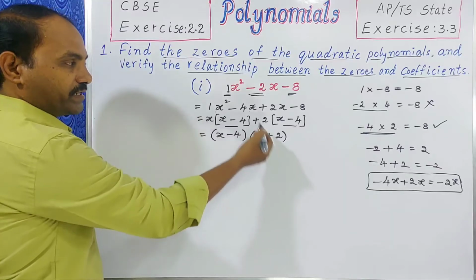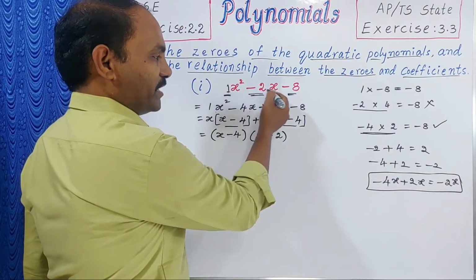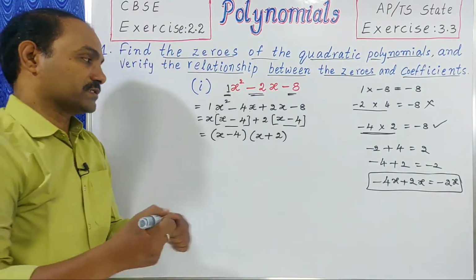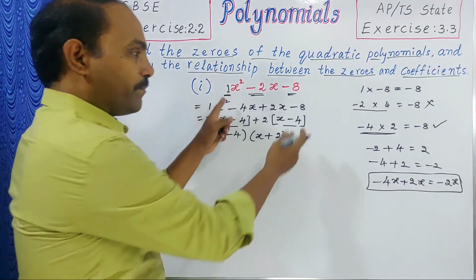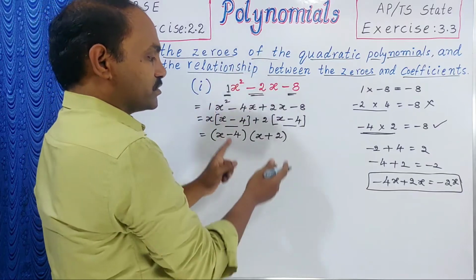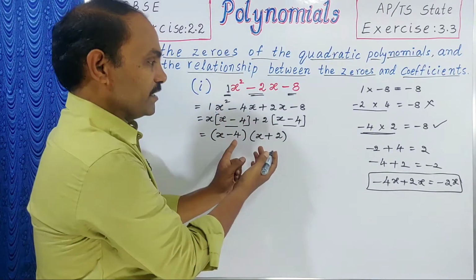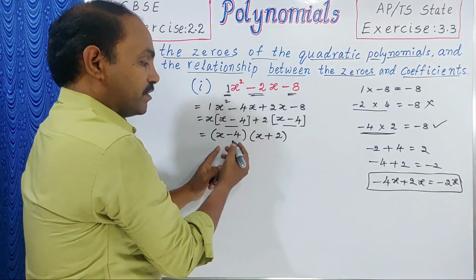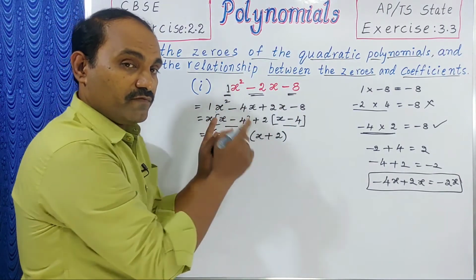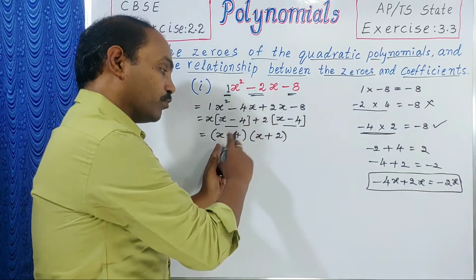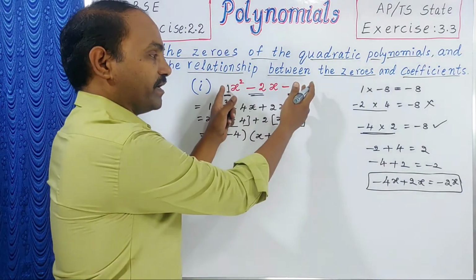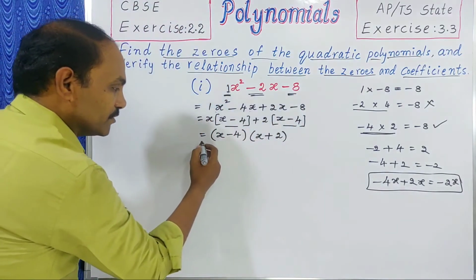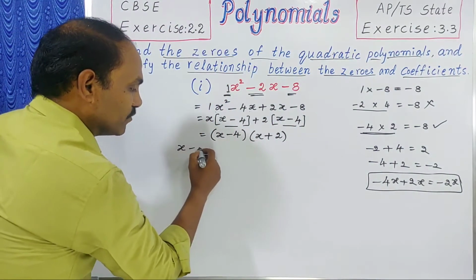These are the two factors of x square minus 2x minus 8. Now we are going to find the zeros of this polynomial. When in these two factors any one factor is 0 or both factors are 0, then the complete polynomial is 0. That's why make them equal to 0.